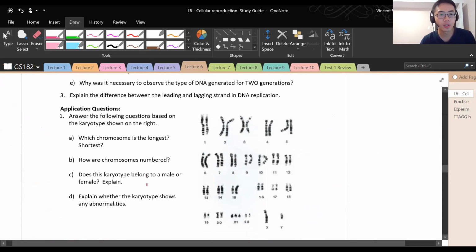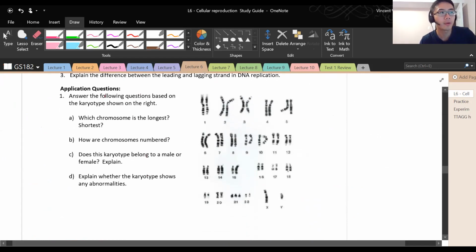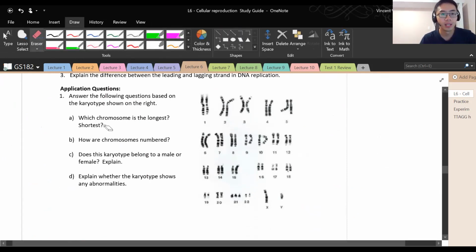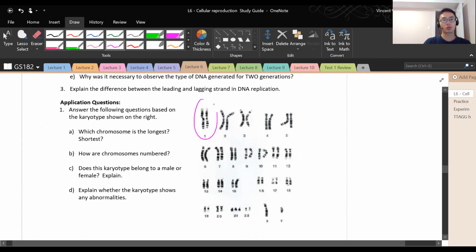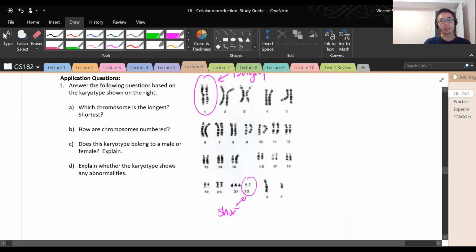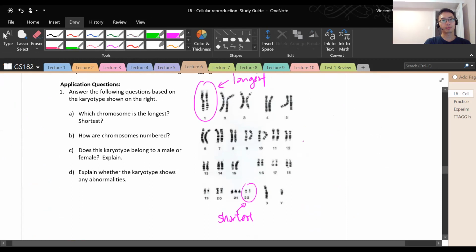Application question. Answer the following question based on the karyotype. A karyotype is an orderly arrangement of chromosomes, right? So this is a karyotype. Which chromosome is the longest? Well, the longest chromosome is chromosome 1. And then the shortest is chromosome 22.